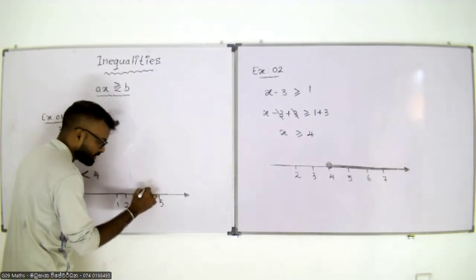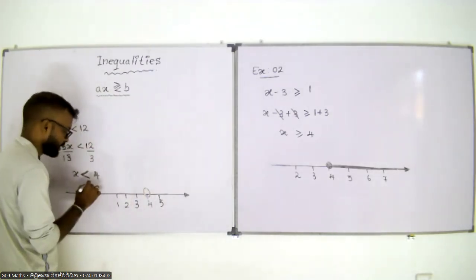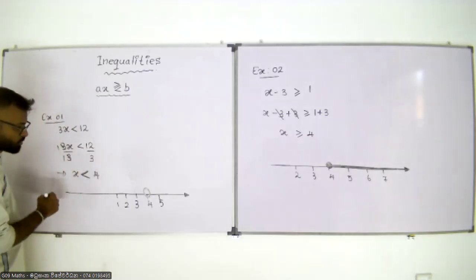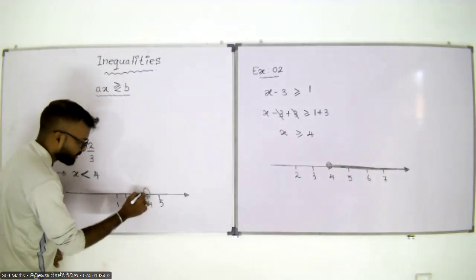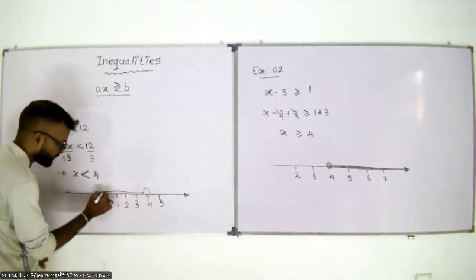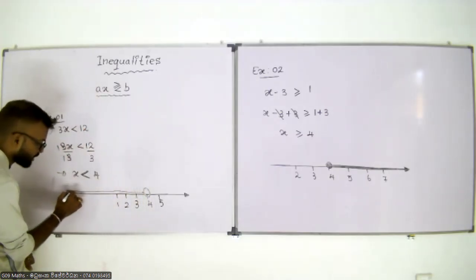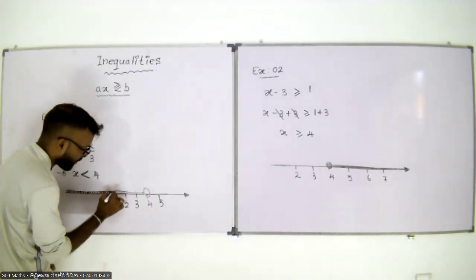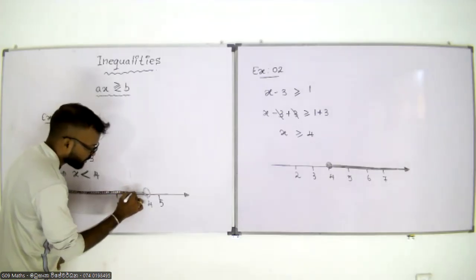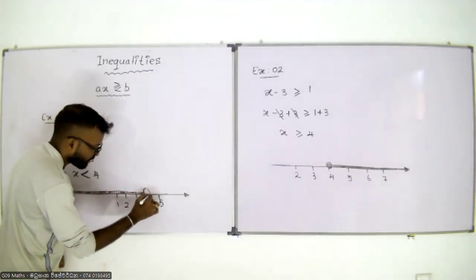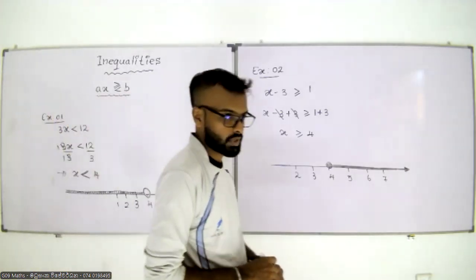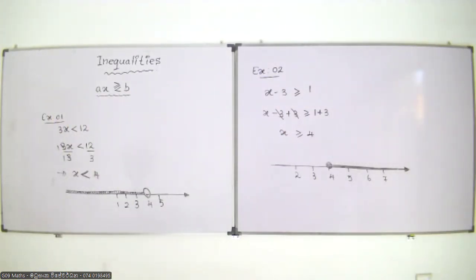Is this an empty circle or a filled circle? This is an empty circle. Why? Because here we do not have any equal mark. So from here to negative infinity, you have to highlight the solution set. So this is your answer for example number 1. Right? So example number 2.